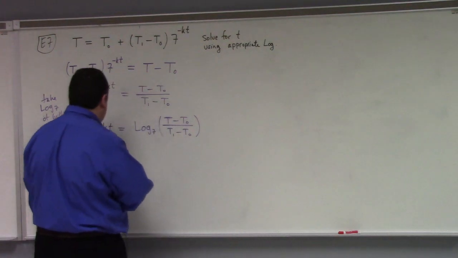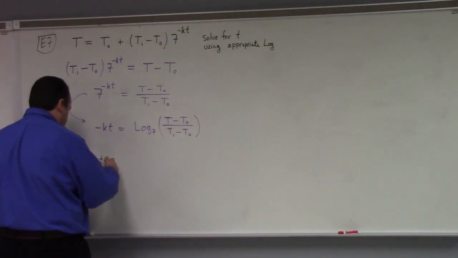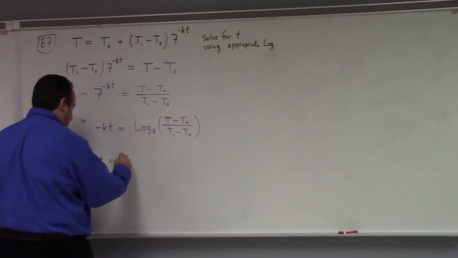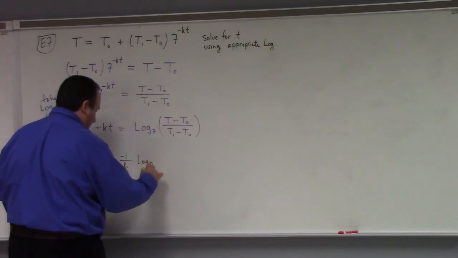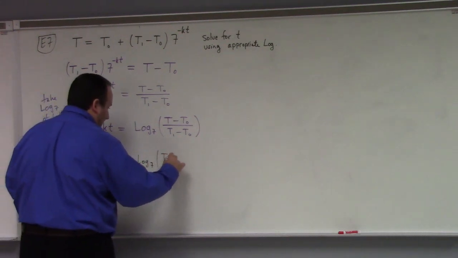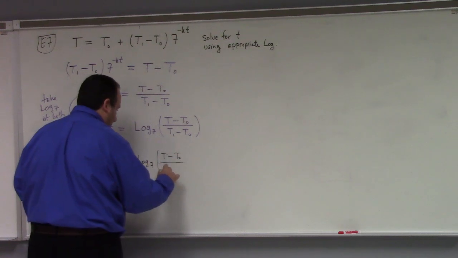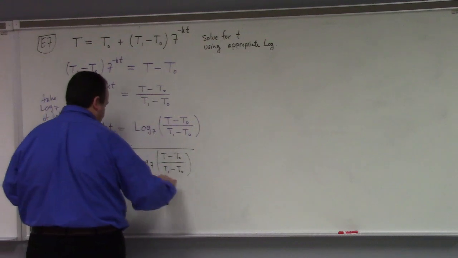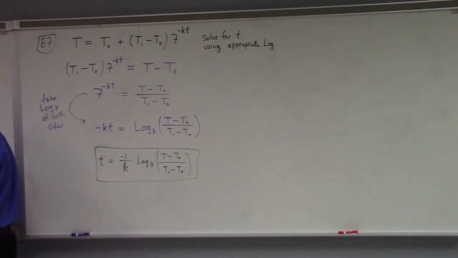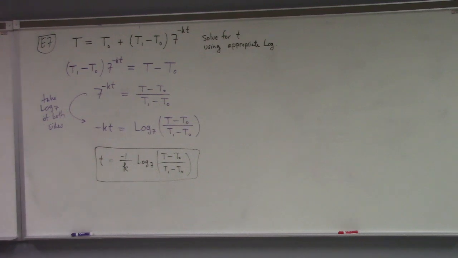So we get t is equal to minus 1 over k times log base 7 of t minus t0 over t1 minus t0. And that would be the answer I'd give. I'm not sure what they wanted, but that's what I'd give. You might have a different number other than 7 there, I'm guessing. But does that make sense?